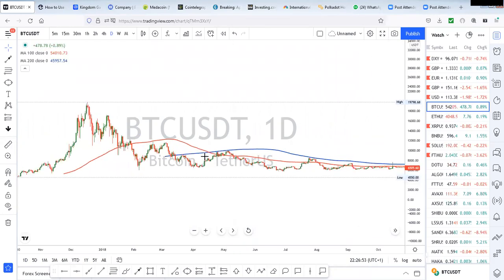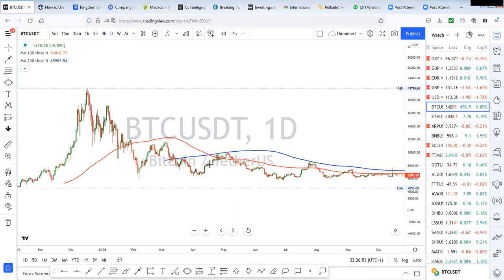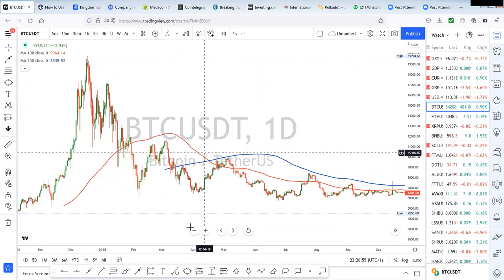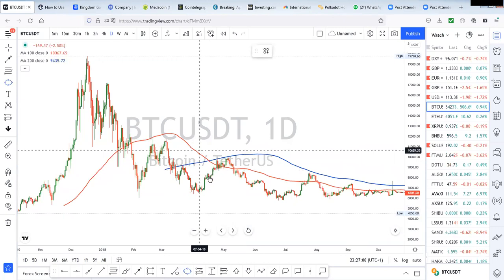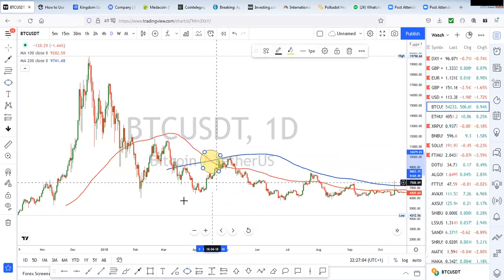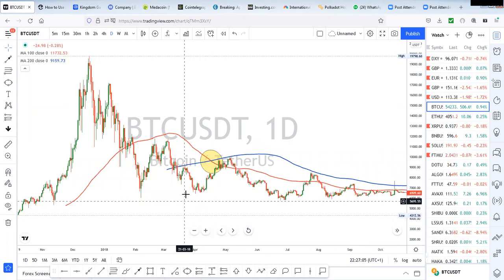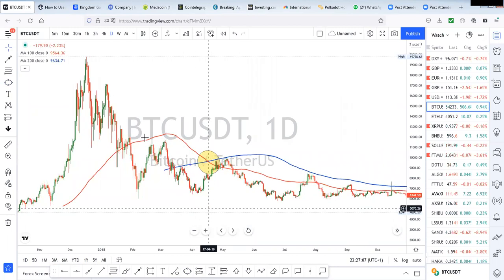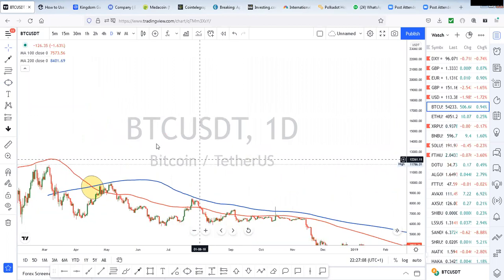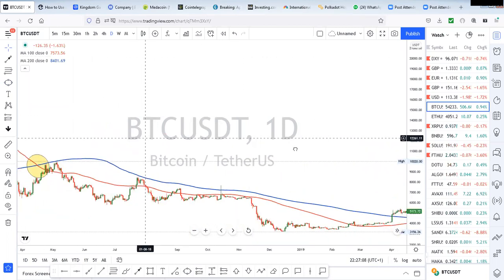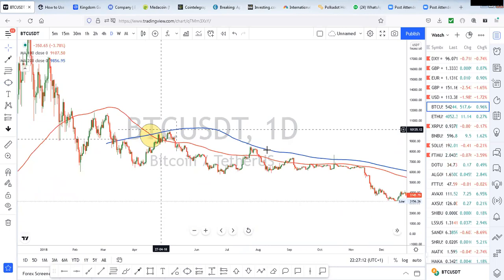I'm looking at this one. See this one. The blue line is above the red line. That's a death cross. The blue line is above the red line, while the red line is below.